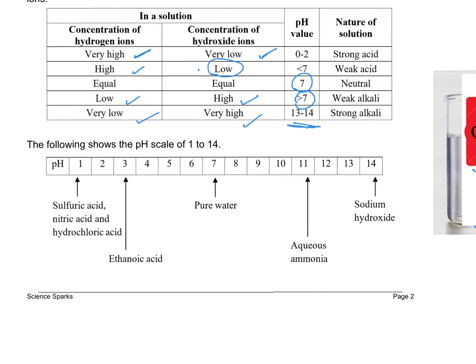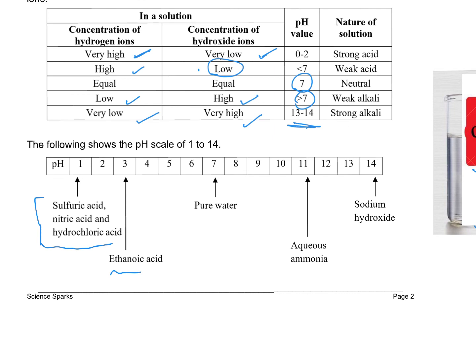So looking at the pH scale 1 to 14, sulfuric acid, nitric acid, hydrochloric acid are considered strong acids. The pH is about 1 to 2. So when you go to the lab and you see these acids, please be more careful. If you have it on your hand, make sure you wash your hand thoroughly with water. Ethanoic acid, your vinegar that can be found at home, is a weak acid, pH 3, 4 or 5.